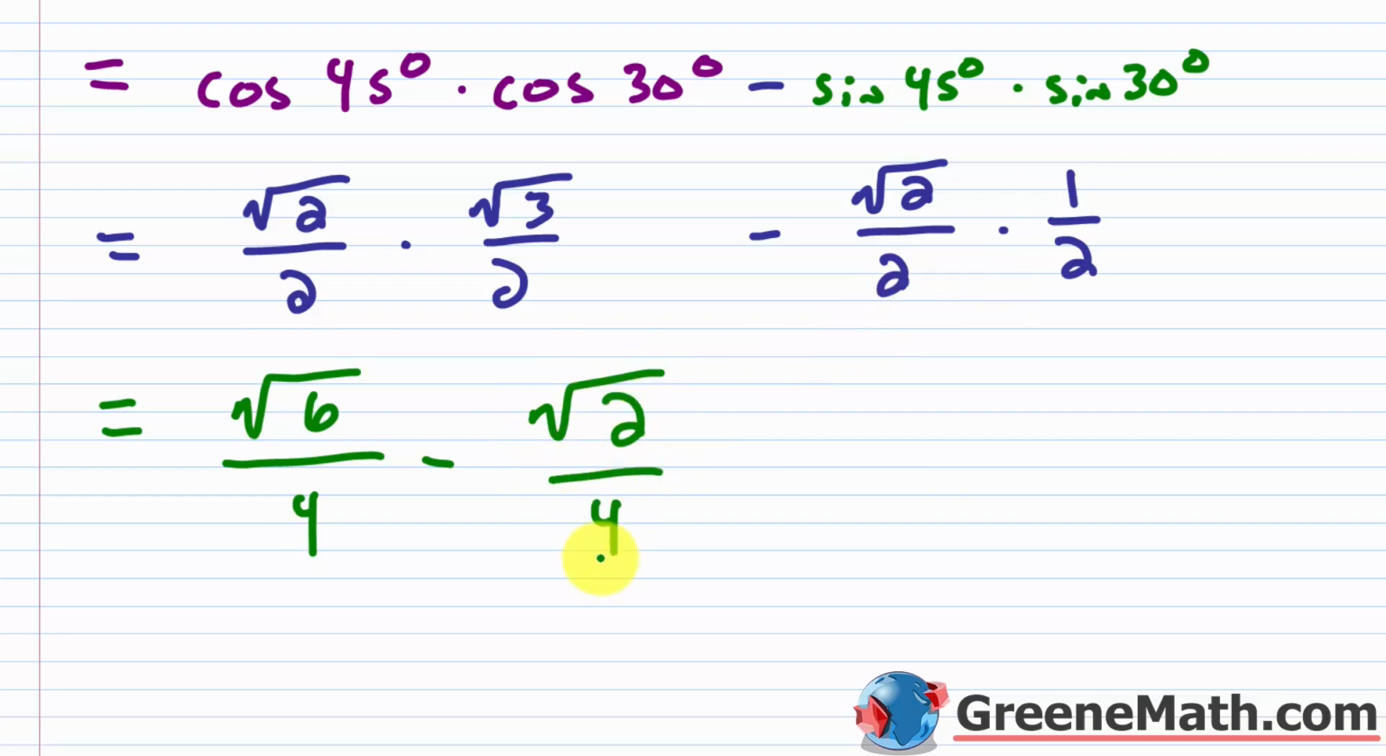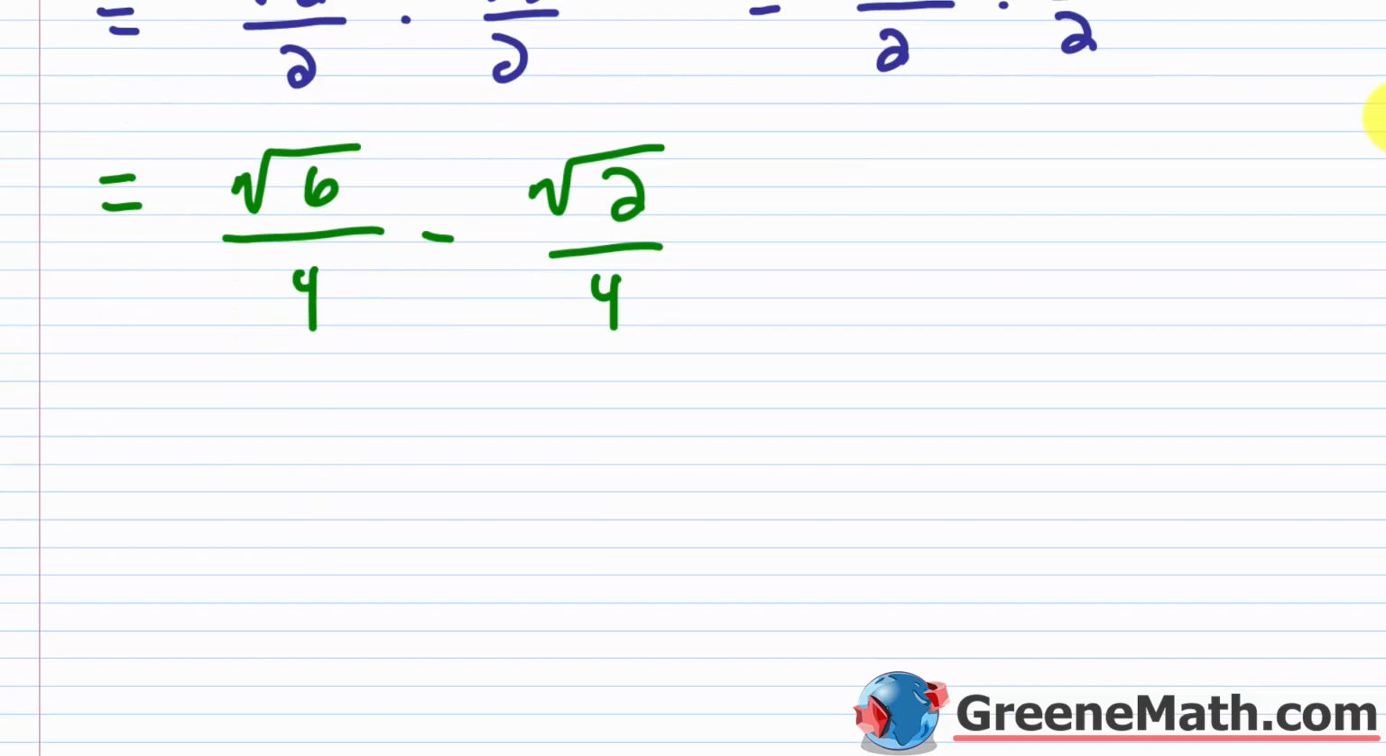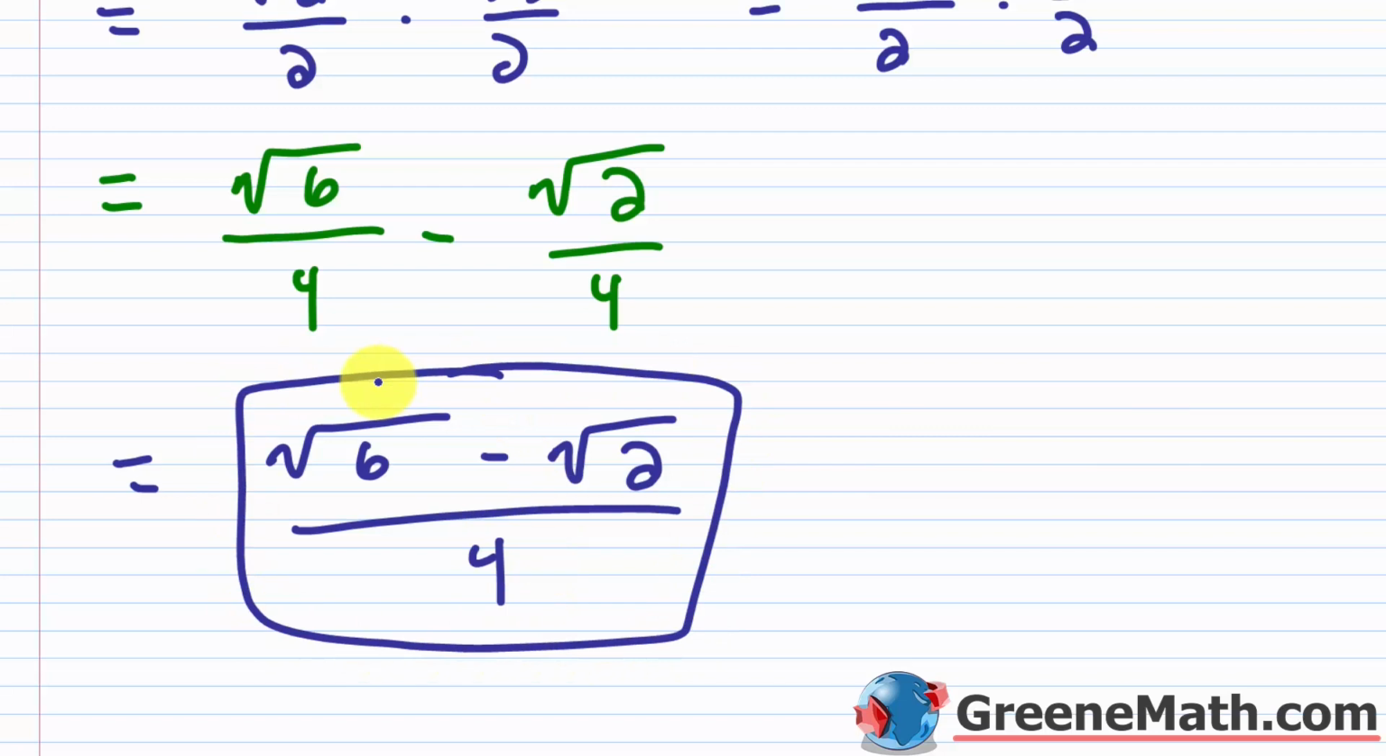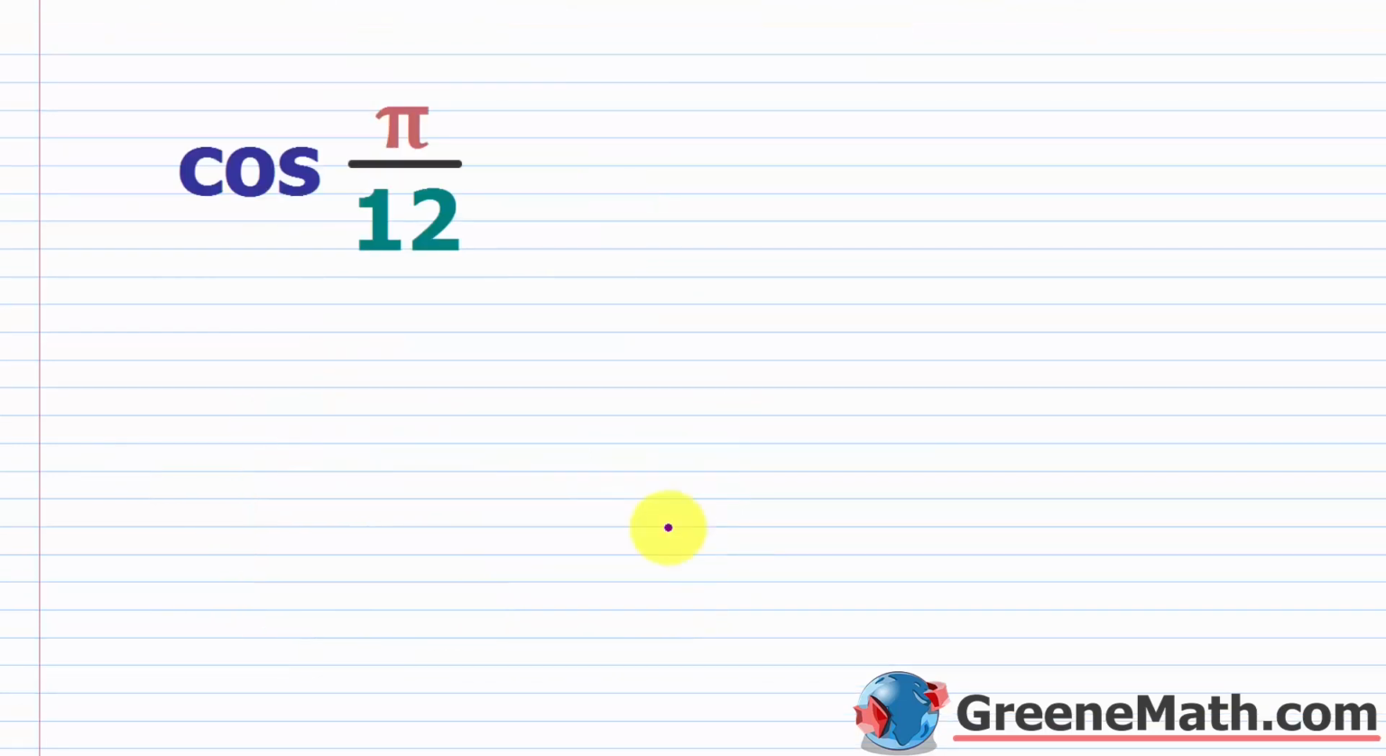Now, the only thing you can really do here is write this with a common denominator. So I'm going to say that this is the square root of 6 minus the square root of 2. You can't combine there because the radicands are different, okay? You have the same index but different radicands, so you can't really combine those. So then this is over the common denominator of 4, and this would be your exact value for the cosine of 75 degrees. All right, let's take a look at another example.